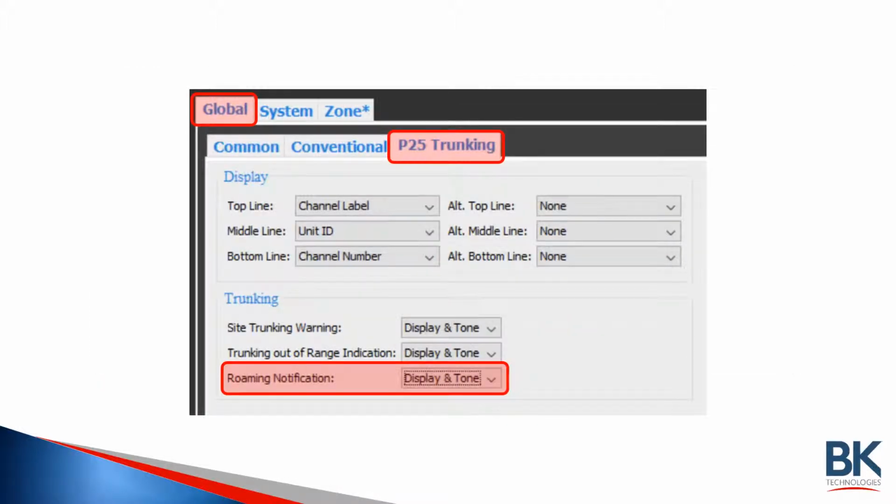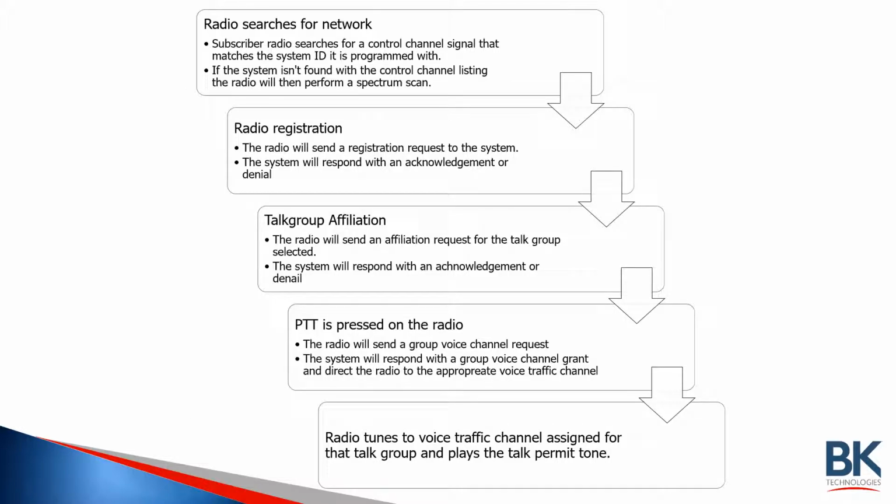If the system is showing out of range or it is not working as desired, this could be due to the system or radio not being configured properly. Follow these steps to investigate and find possible causes. Begin by turning roaming notifications on. This will allow the radio to display incoming messages from the system, like registration successful or affiliation denied. To turn on roaming notifications, go to the Global tab, P25 Trunking tab, and edit the roaming notifications to Display and Tone. This troubleshooting flowchart can be helpful in identifying why the radio is not performing the way you desire. Pause this video if necessary.